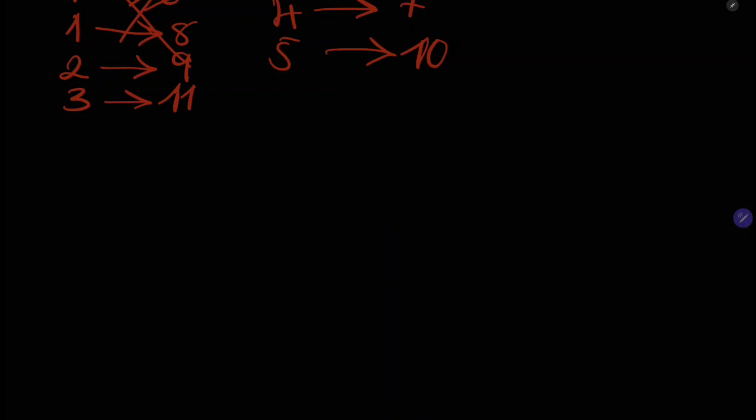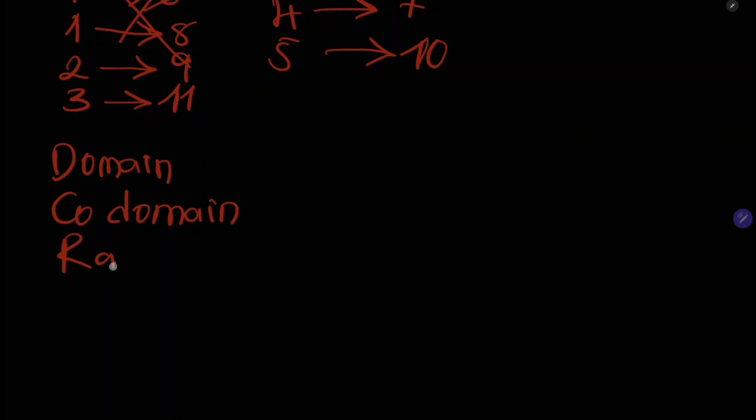Okay, so here we're going to dive deeper. Now let's break down. We have three keywords, which are domain, codomain, and range. These are three keywords when dealing with functions.